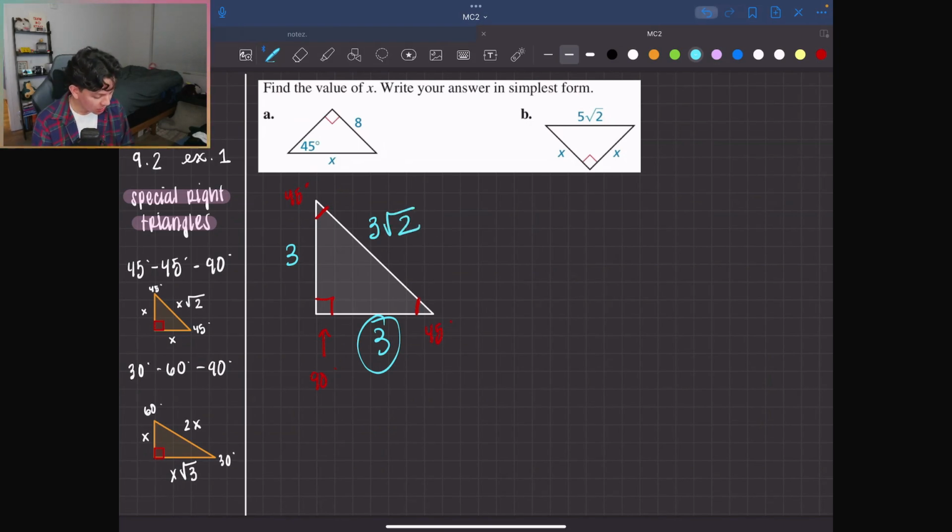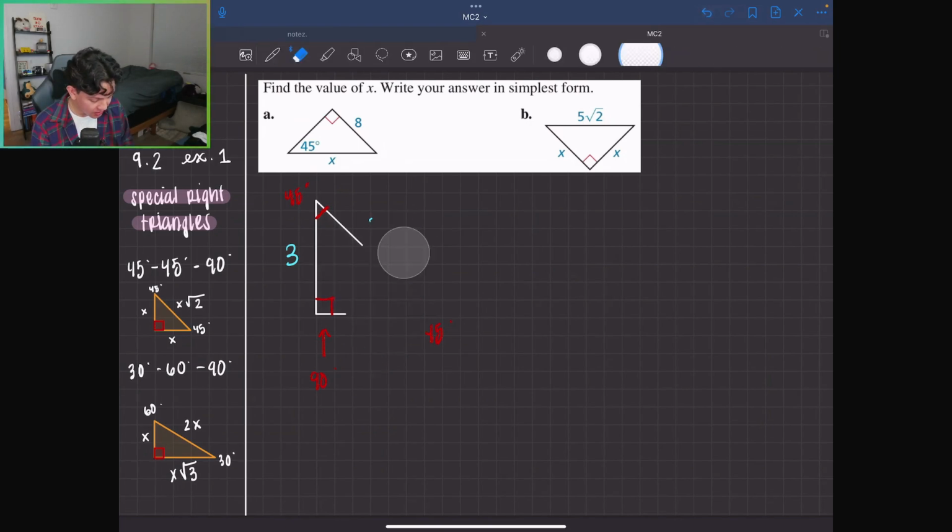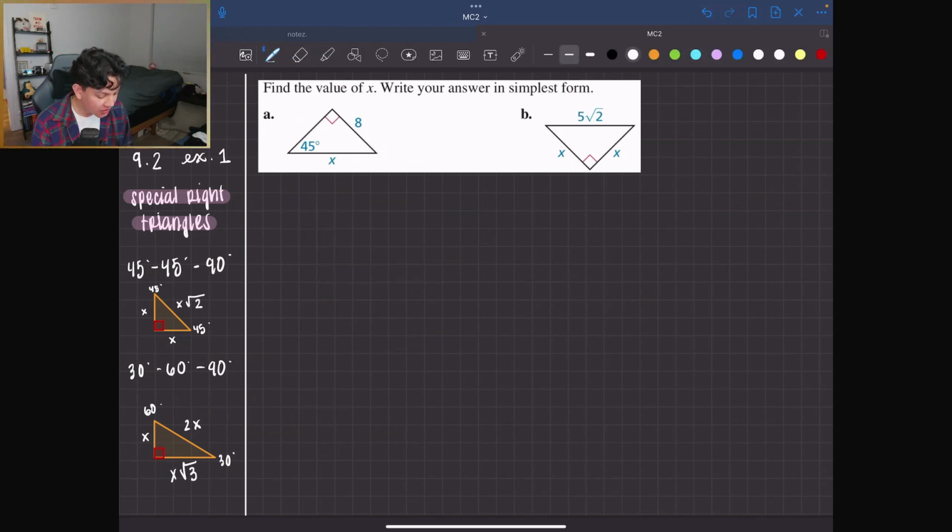Okay, so let's go ahead and try out this example. Here it says, find the value of x. Write your answer in simplest form. Okay, so let's take a look at A. Here, we notice we have a right triangle. We notice that one of the interior angles is 45 degrees. If that's the case, then this angle over here is also 45 degrees. We have a 45-45-90, and that gives us a lot of information about our side lengths.